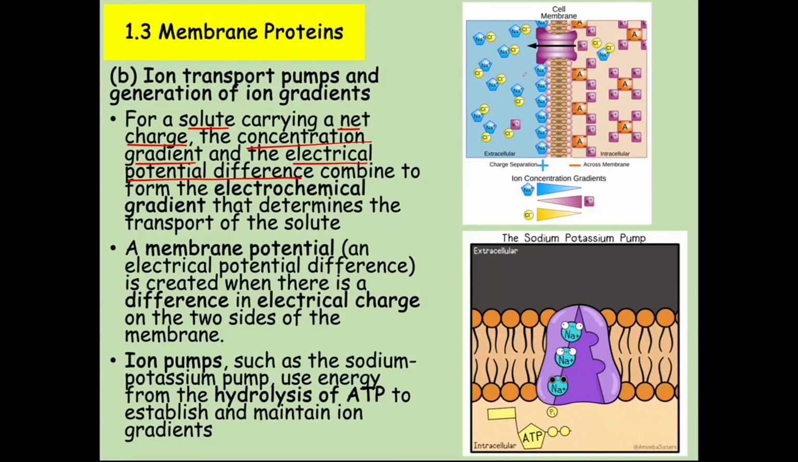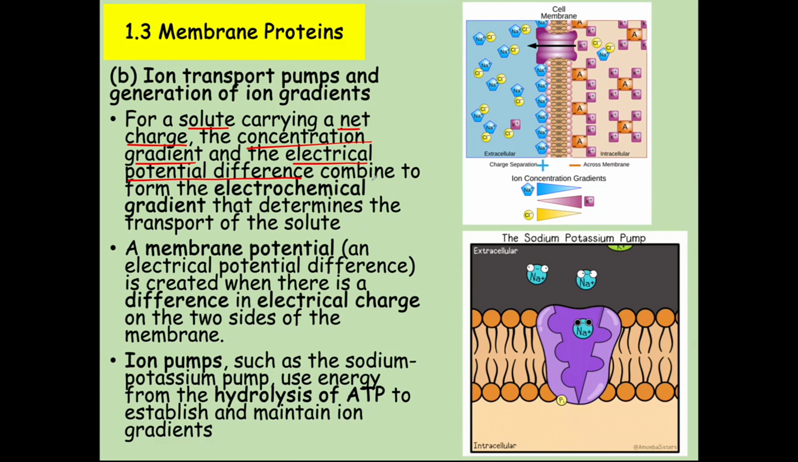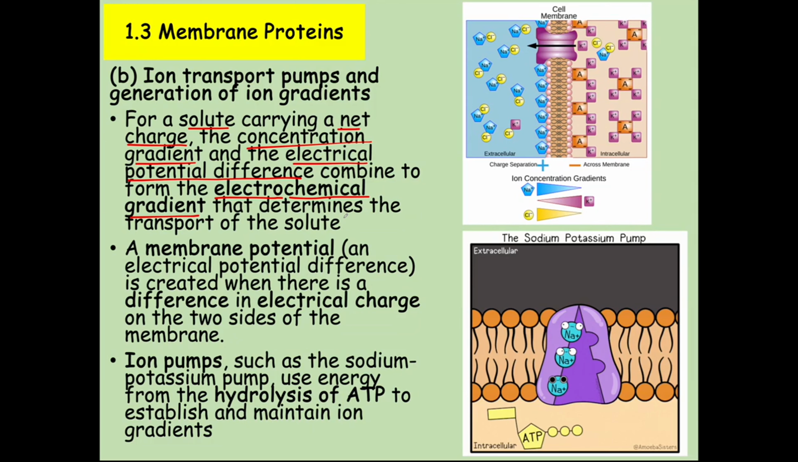Okay, and our diagram here shows us this pretty nicely, I think. Those will combine, so both the concentration gradient and the electrical potential difference will combine to form what we call the electrochemical gradient, okay? And that name kind of hints as to what it is. It's the electrical potential difference, electro, and the concentration gradient, chemical, that determines the transport of the solute. So it's this electrochemical gradient that will determine which way the solute will be transported across the membrane.